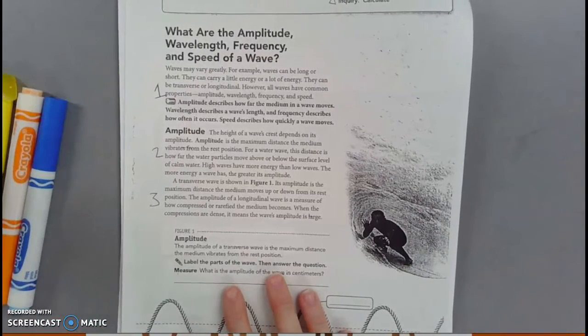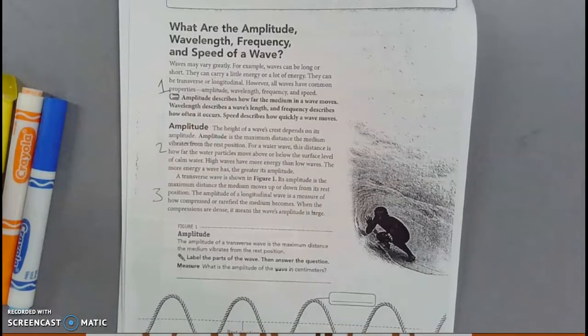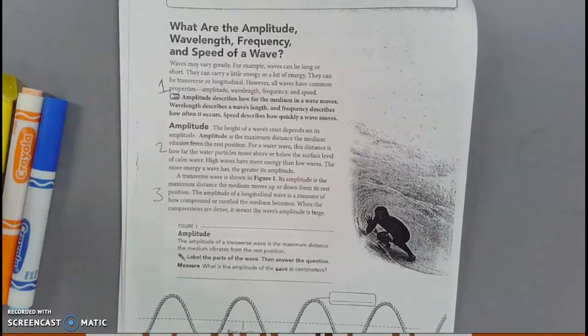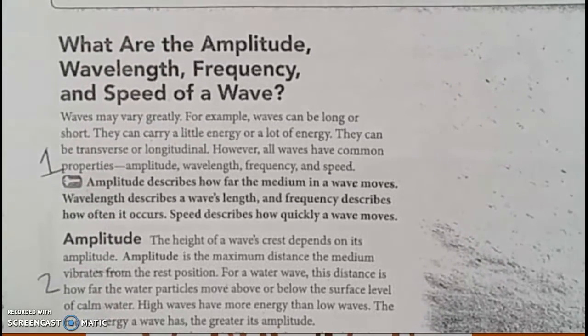Looking back at the front, I'm going to start by reading each paragraph. After I read the paragraph, you are going to have to mark the text. Now, it is going to be your turn after I finish reading to mark the text yourself, and then you'll have a question to answer. So we're going to zoom in on paragraph 1. It says, what are the amplitude, wavelength, frequency, and speed of a wave? So here we go. Paragraph 1.